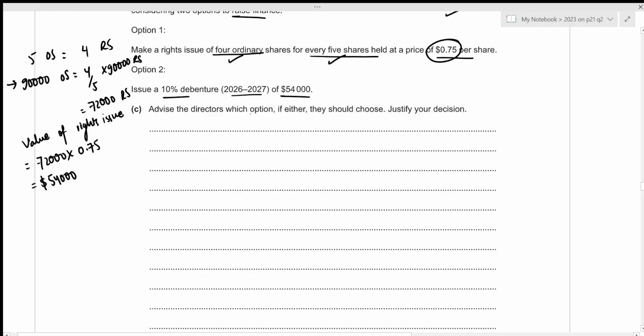Now for the third part, we need to advise the directors which option, if either, they should choose. We need to justify our decision. In this case, we just have to write down the differences between the rights issue and the debenture. So the very first difference is that a rights issue is a permanent source of capital, whereas a debenture will have to be repaid. Let's write it down. So rights issue is a permanent source of capital, whereas debenture will have to be repaid.